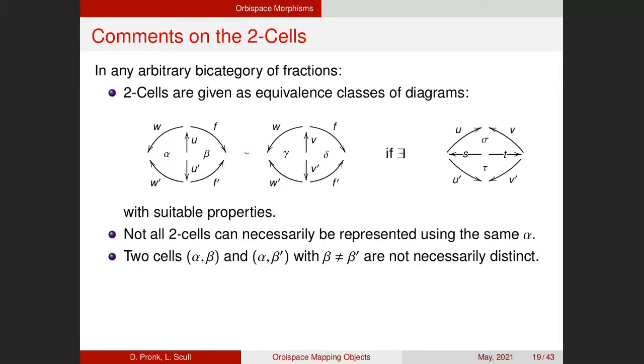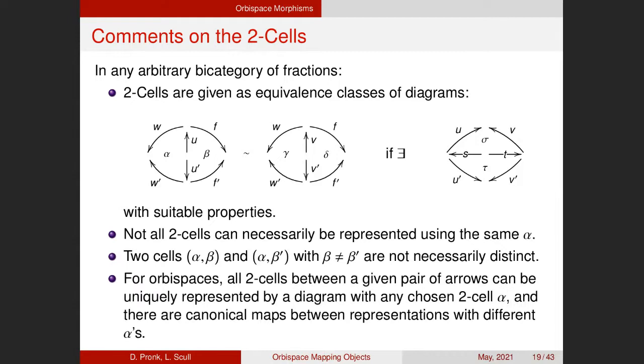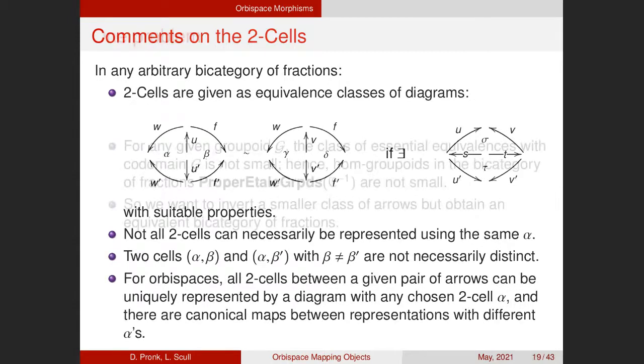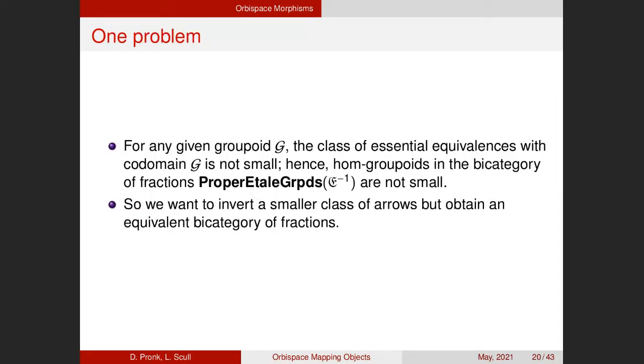Okay, so normally there are all kinds of issues because a particular two cell might not be representable with an alpha, or you might have more than one representation, but we don't have to worry about that for essential equivalences because they have a couple of extra cancelability properties that we normally don't require. So let's continue on. Good.